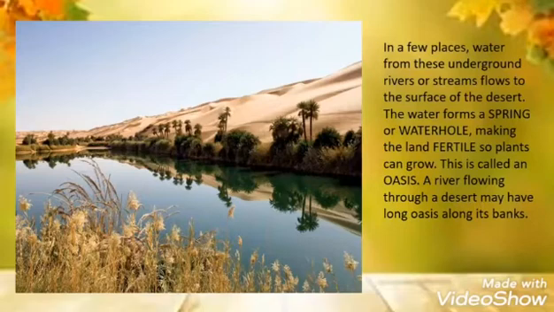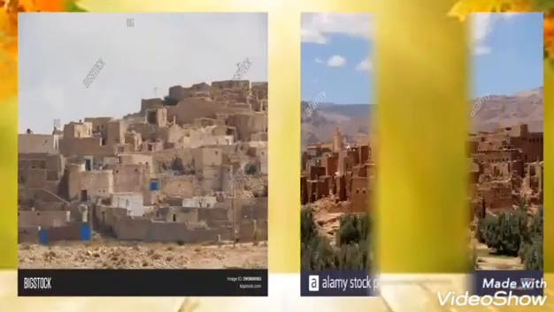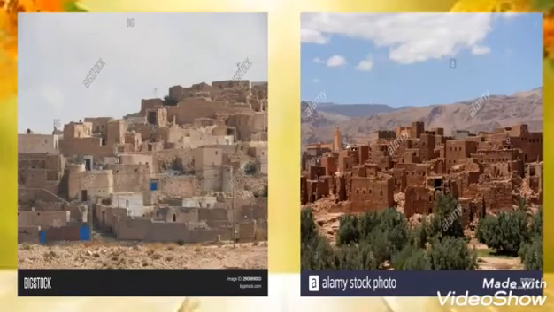A river flowing through a desert may have long oases along its banks. Oasis peoples. Towns and villages are built around oases and water holes in the desert. The people who live in an oasis village make use of every bit of fertile land. In the oasis of the Sahara Desert, for example, the people grow food plants such as vegetables, dates, olives, and apricots. They keep cattle, sheep, and goats for their meat and milk.